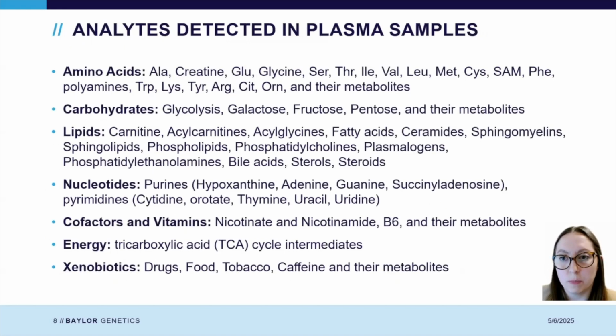The Global MAPS platform detects a comprehensive spectrum of metabolite classes. It quantifies amino acids ranging from well-characterized analytes such as phenylalanine and leucine to their diagnostically significant downstream metabolites. In addition, it surveys carbohydrate intermediates, a diverse array of lipid species, nucleotides, essential vitamins, TCA cycle metabolites, and xenobiotic compounds, including pharmaceutical agents and diets.